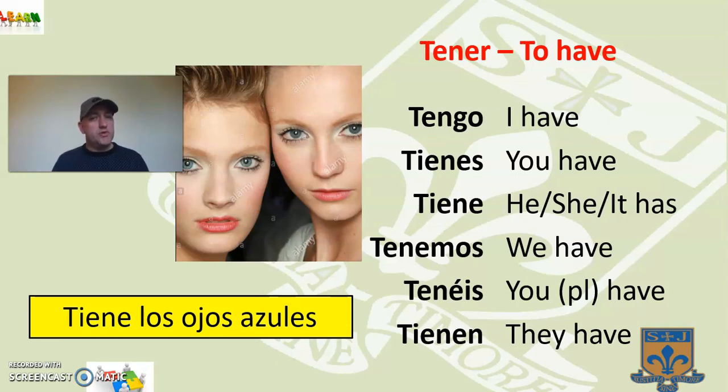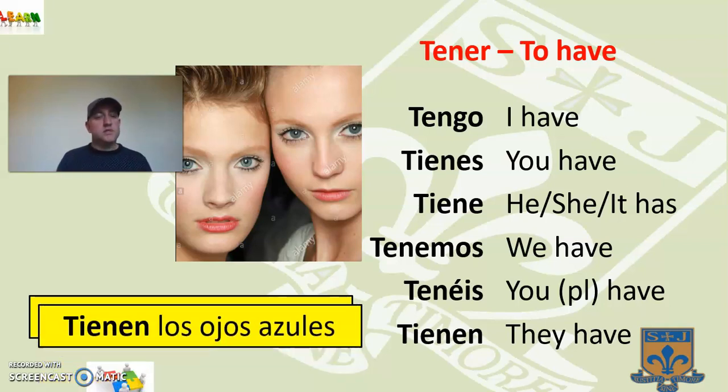So which one do we use from this list instead? We say, tienen los ojos azules. They have blue eyes. And because eyes are plural, unless you're very unfortunate, everything has to be made plural. The article, the noun, and the description, the adjective used as well.